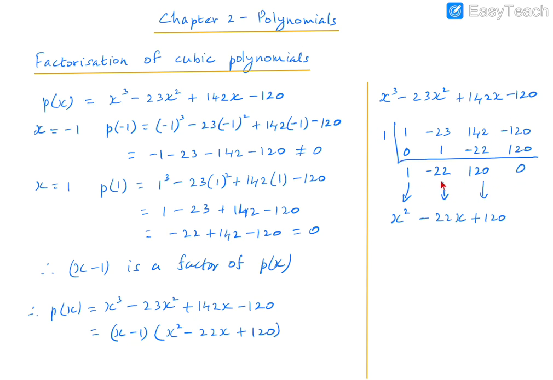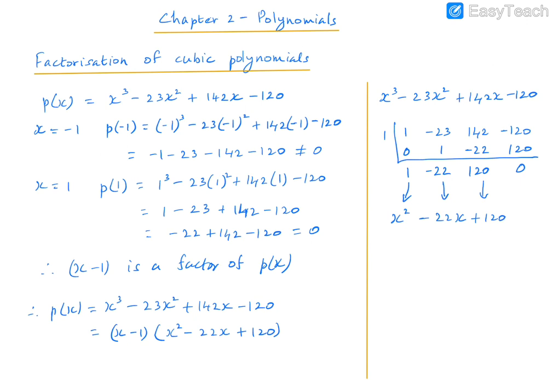So now the non-zero numbers that we have here represent the coefficients of the polynomial whose degree will be 1 less than the given cubic polynomial. So a cubic polynomial has a degree of 3, so this will have a degree of 2. So the highest power is 2. So the first term here denotes the coefficient of the term with x squared, the degree 2 or the power 2. Minus 22 is the coefficient of x, and 120 is the coefficient of x power 0, or the constant term.